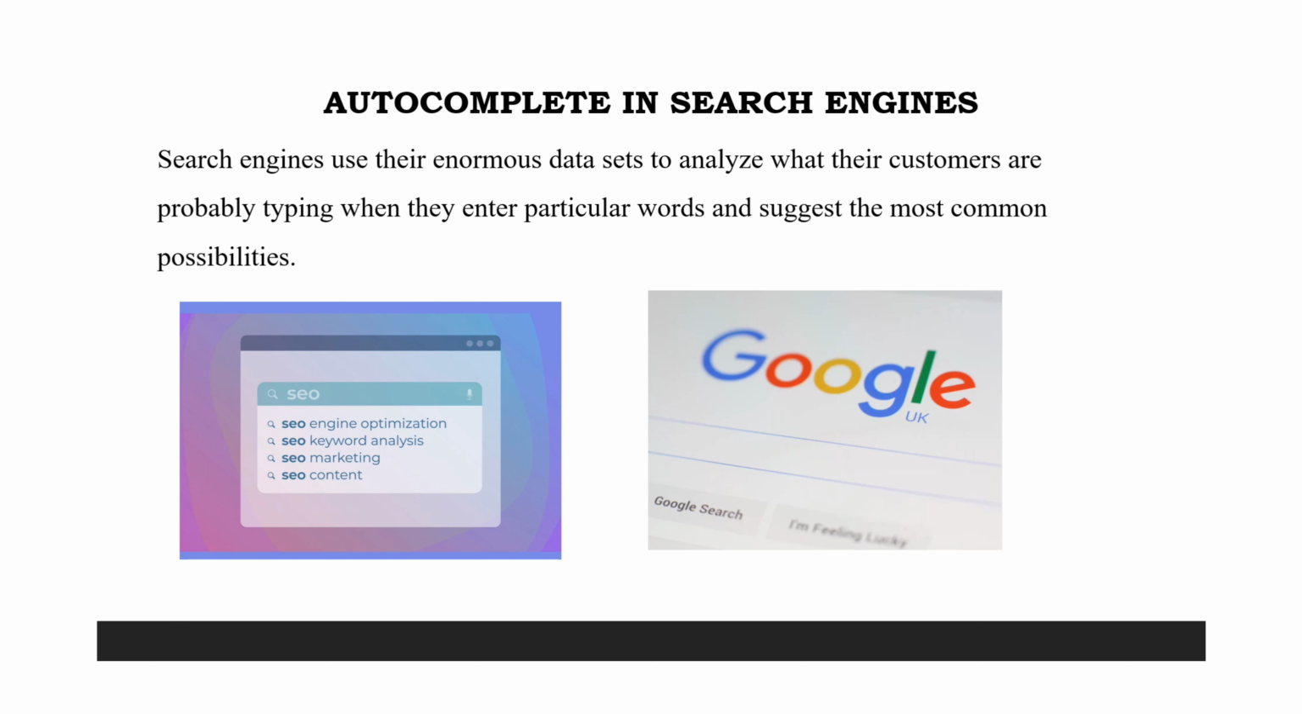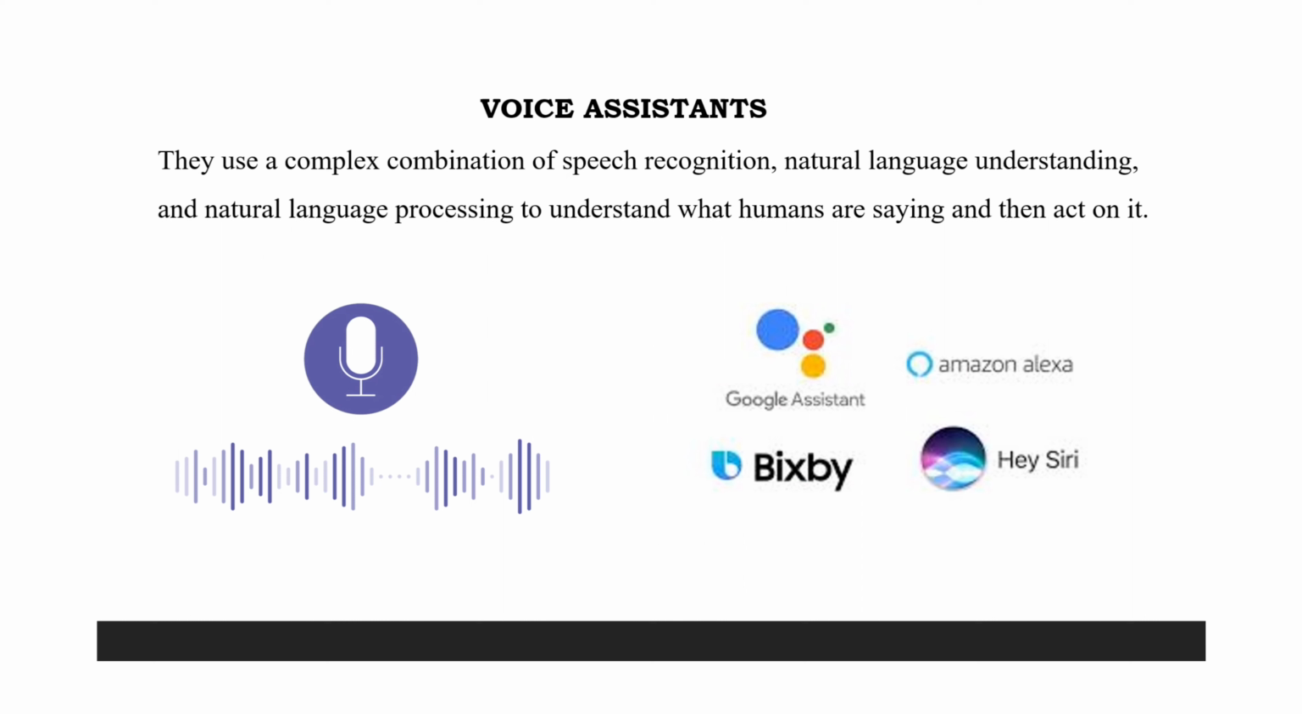So if you want to search anything in the search engine, it finds similar types of words. So this is called autocomplete in search.